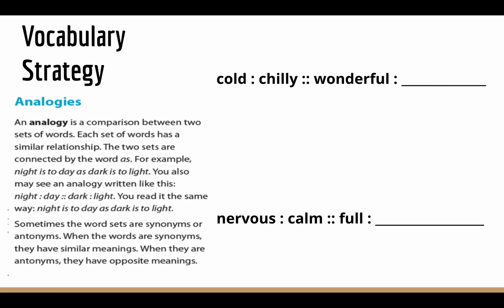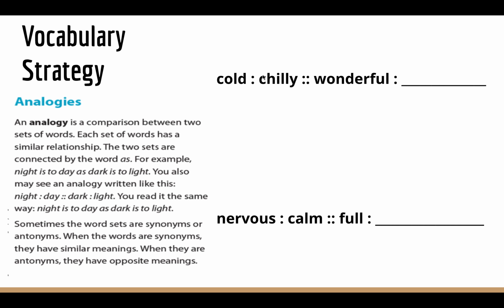So next we have our vocabulary strategy for the week, which is analogies. An analogy is a comparison between two sets of words. Each set of words has a similar relationship. Sometimes these word sets are synonyms or antonyms. When the words are synonyms, they have similar meanings. When the words are antonyms, they have opposite meanings.